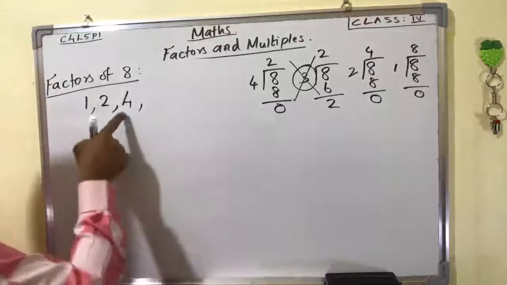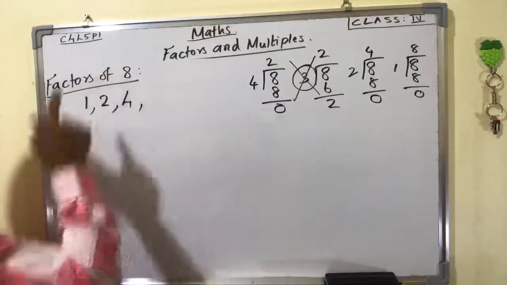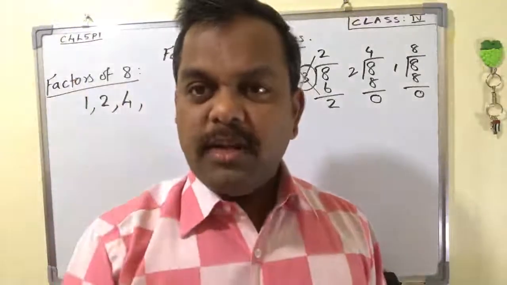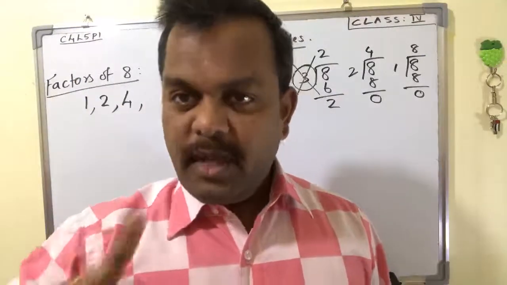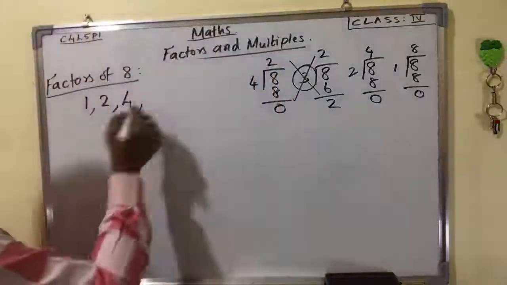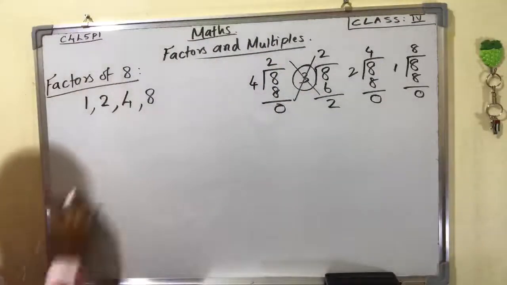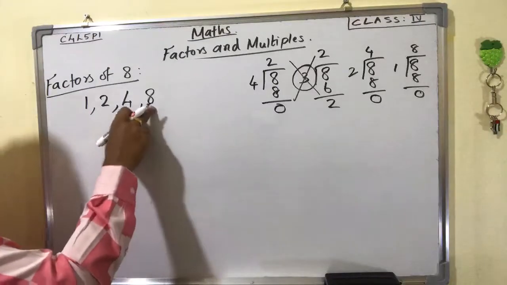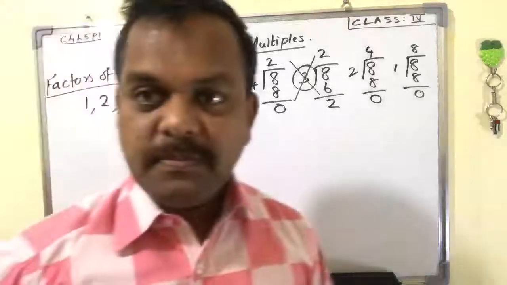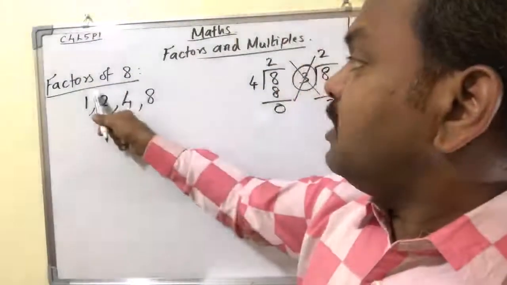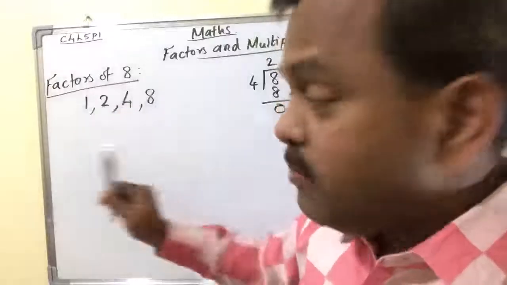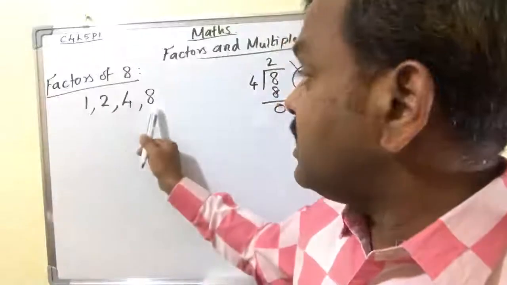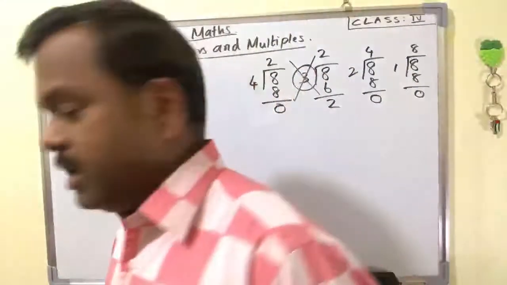Okay. Look here. 4 is half of 8. After the half, you need not check any number. After the half, only the number itself. So 4, then 8. Here we can understand that 1 is a factor of all numbers and the number itself is also a factor. Okay. One more question.